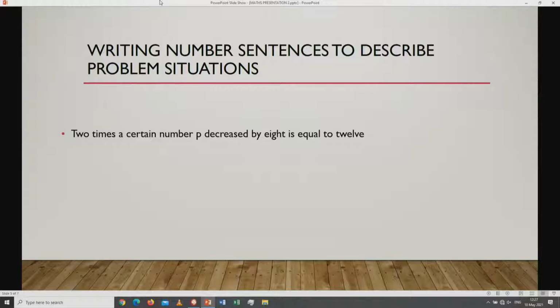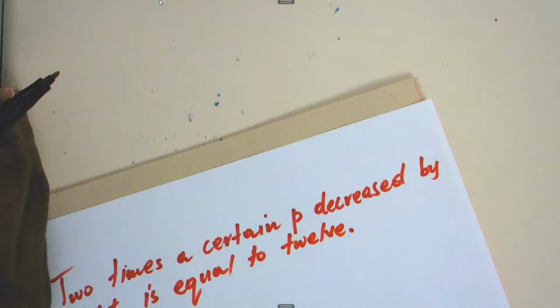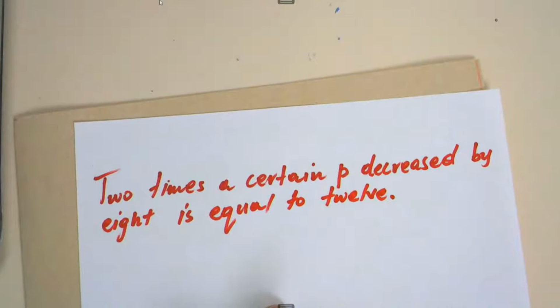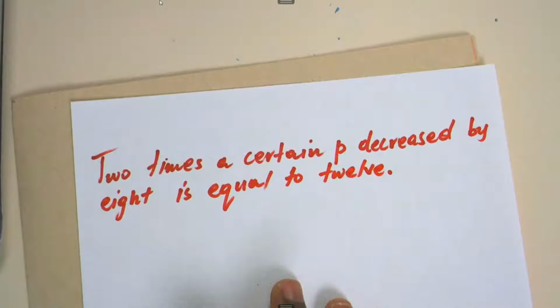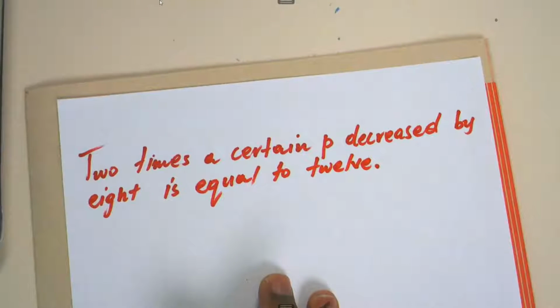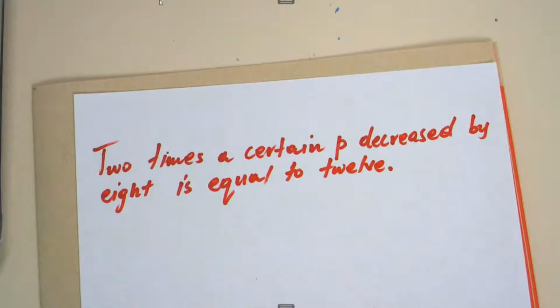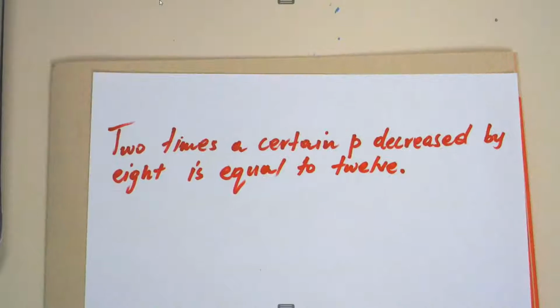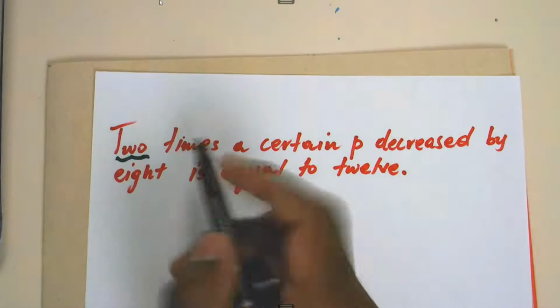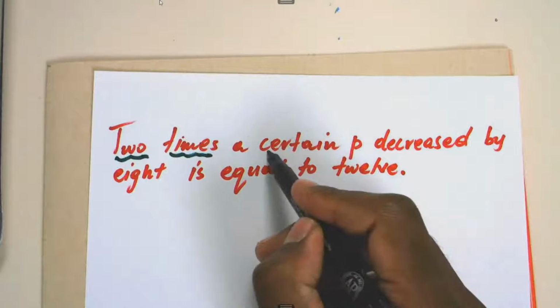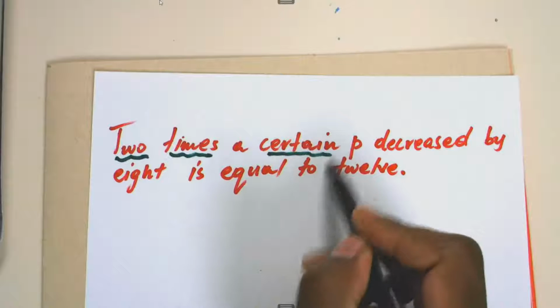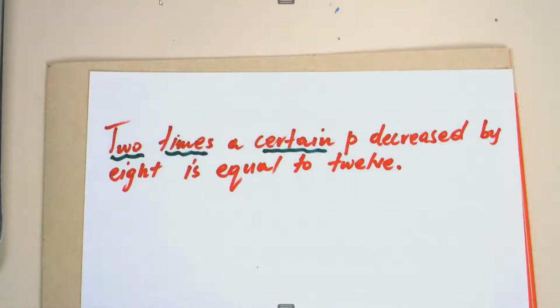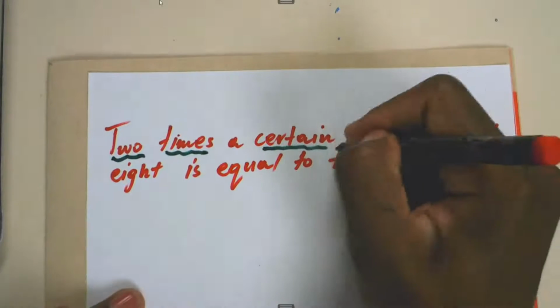2 times a certain number. So let us look at it. 2 times a certain number p decreased by 8 is equal to 12. So let us analyze this situation first, guys. The first thing there, we've got 2, we've got times, we've got a certain number. Forgive my spelling. 2 times a certain number.